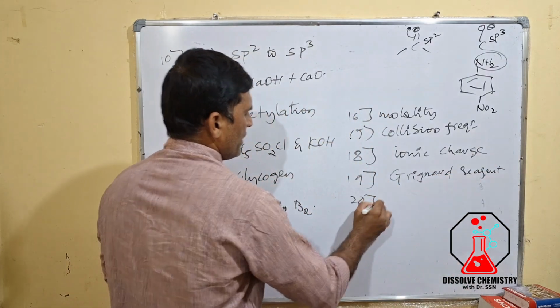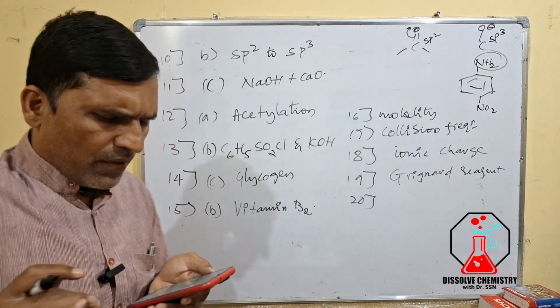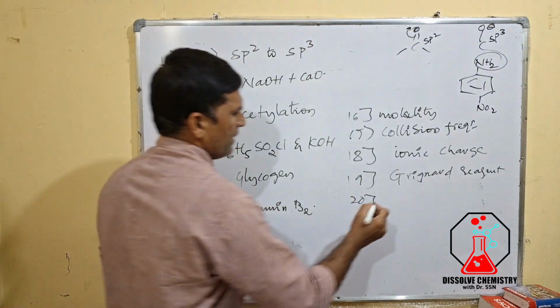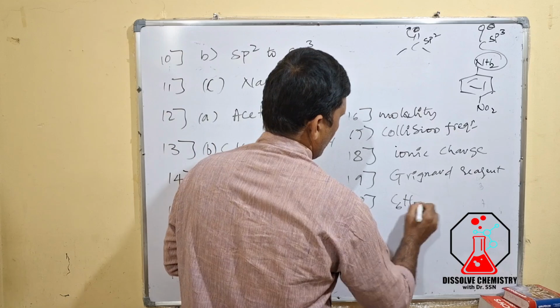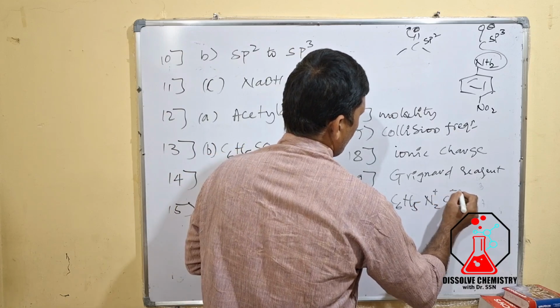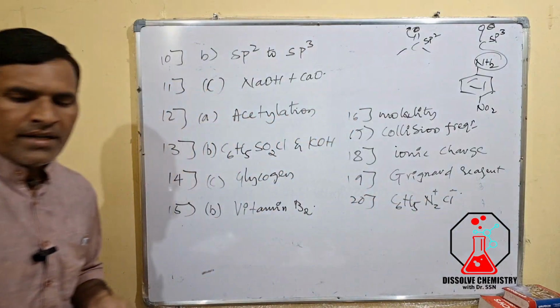And the 20th question, the formula of benzene diazonium chloride, that is C6H5N2 plus Cl minus, that is benzene diazonium chloride.